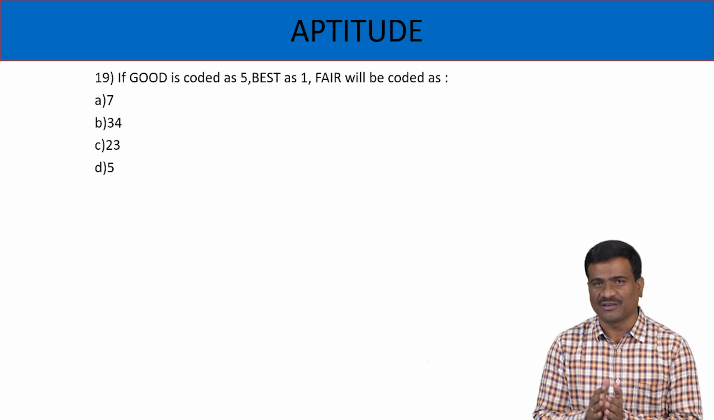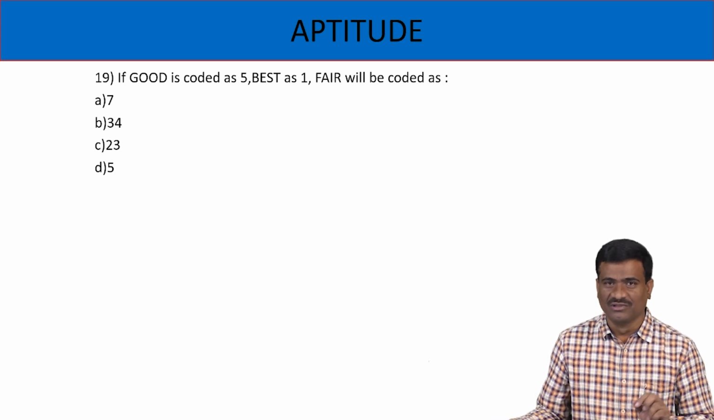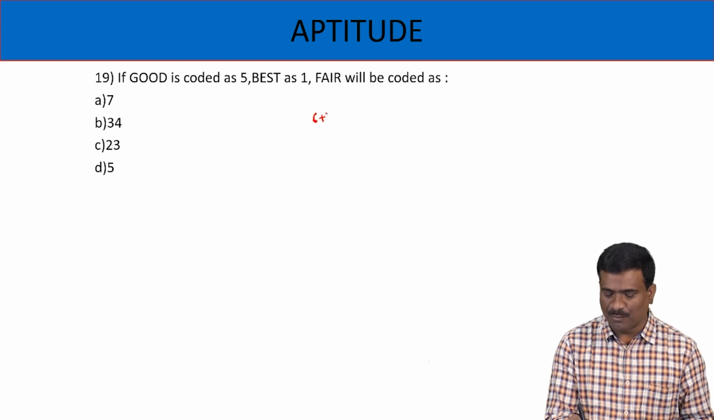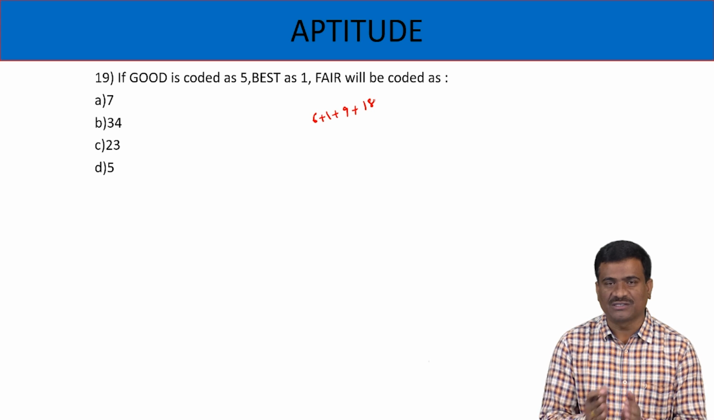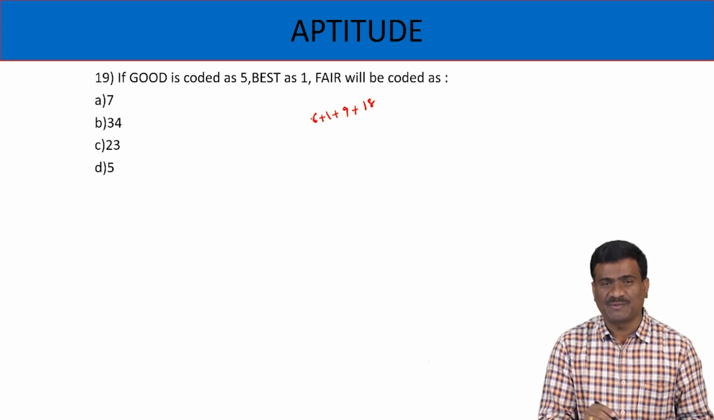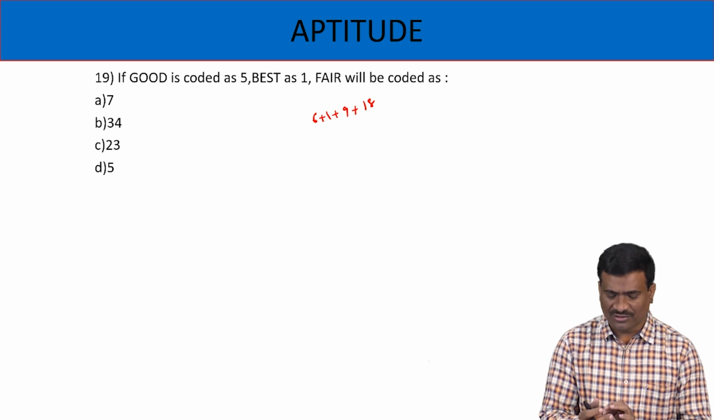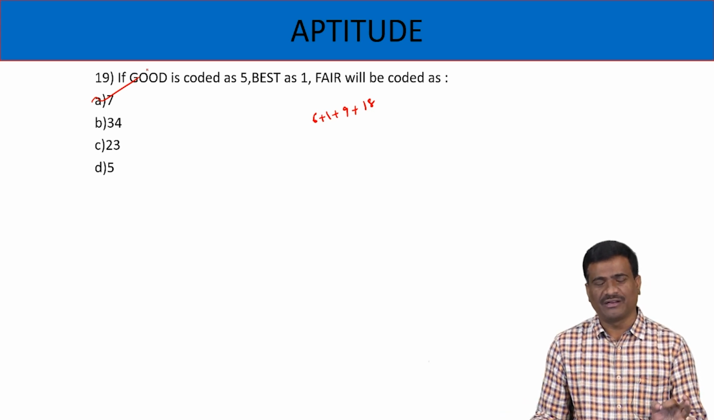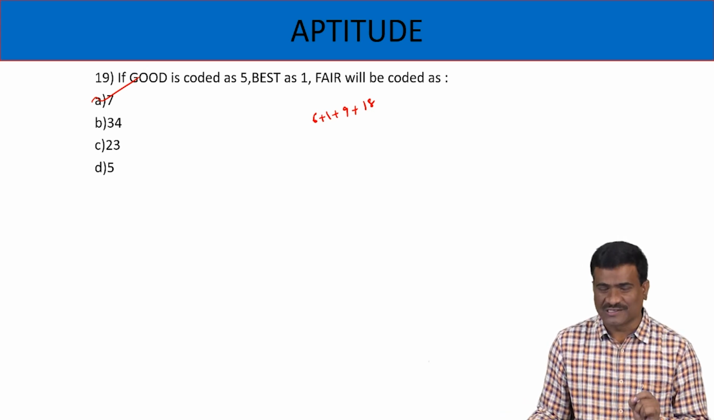Same method, apply to the given statement. That is called coding and decoding method. F number 6, A number 1, I number 9, R number 18. Sum of these terms: 6 plus 1 is 7, plus 9 is 16, 16 plus 18 is 34, 3 plus 4 is 7. Option A only correct.